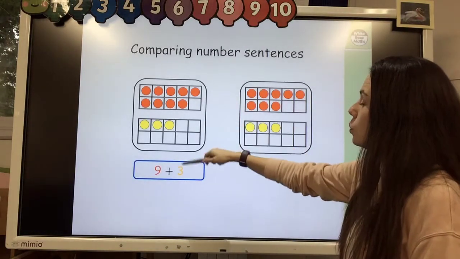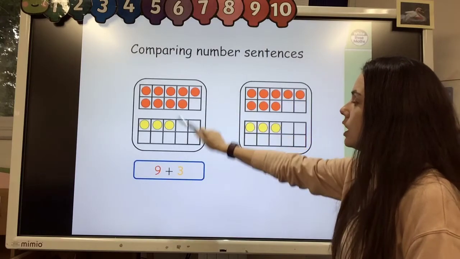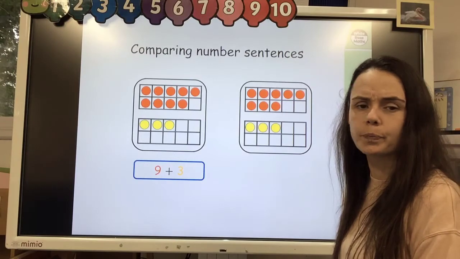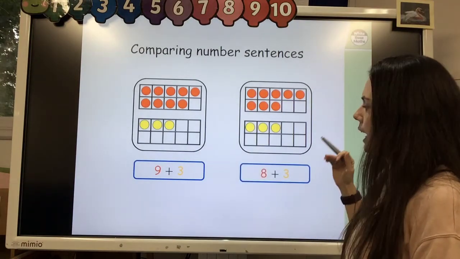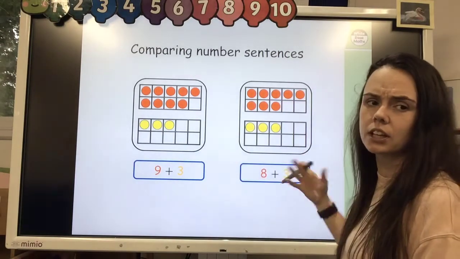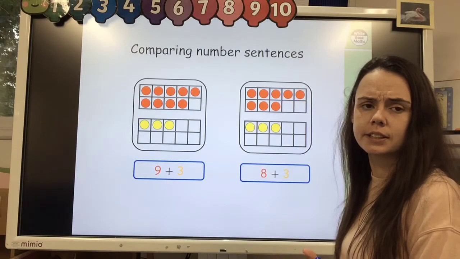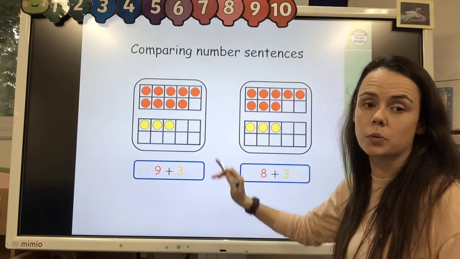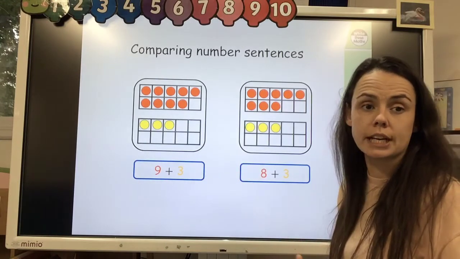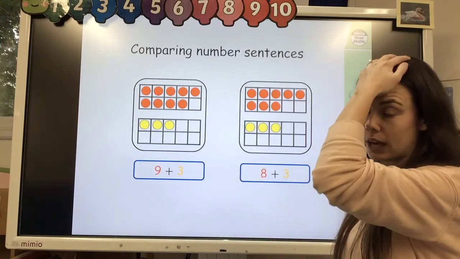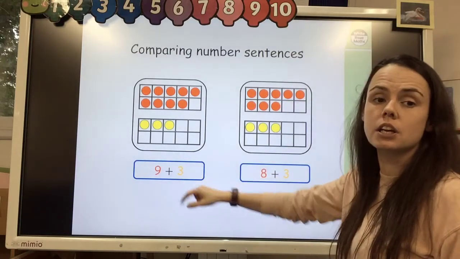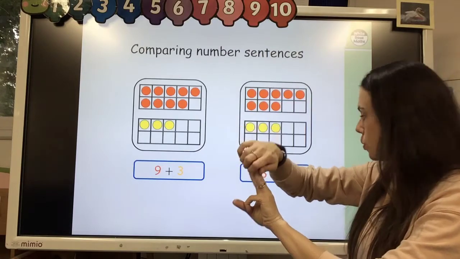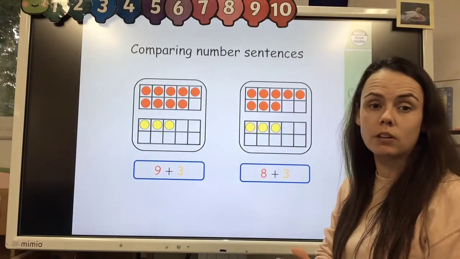So here we've got 9 add 3. What's 9 add 3? And here we've got 8 add 3. Do you know what 8 add 3 is? Right, so let's have a go at working them out. So 9 add 3. Put 9 in your head and hold up 3 fingers. 9, 10, 11, 12. So the answer is 12.